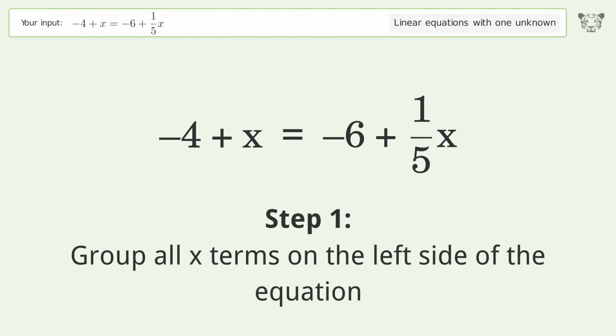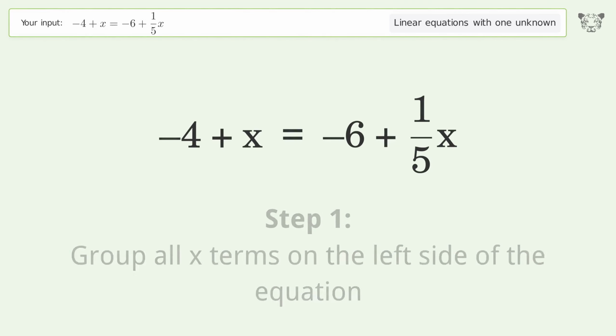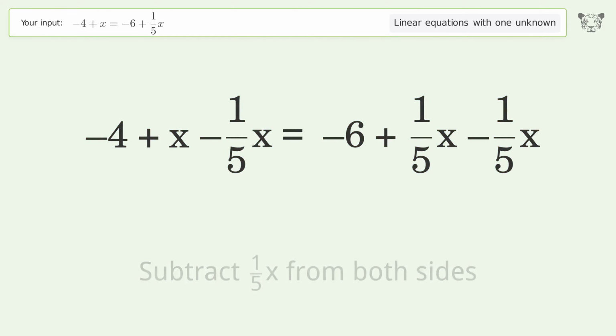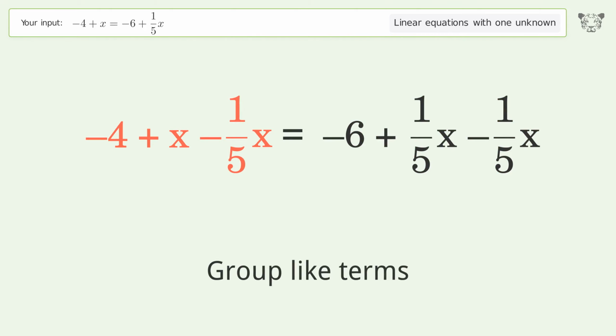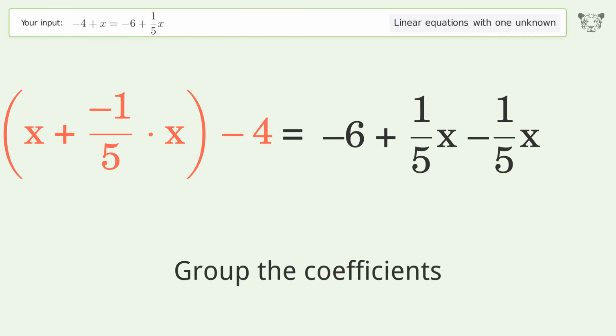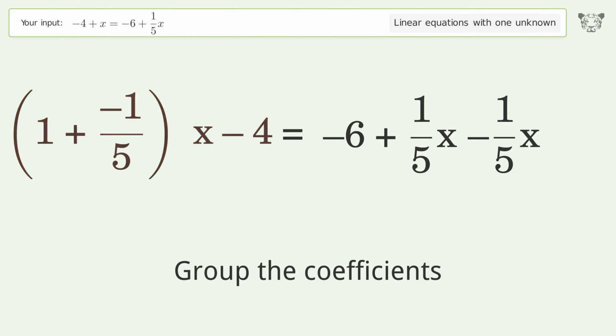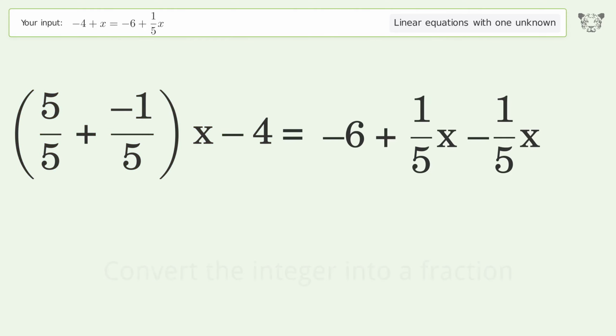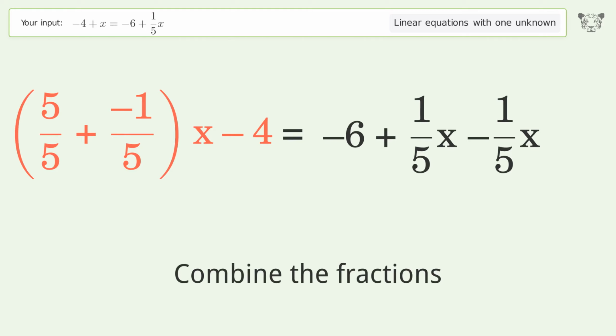Group all x terms on the left side of the equation. Subtract 1/5x from both sides. Group like terms. Group the coefficients. Convert the integer into a fraction. Combine the fractions.